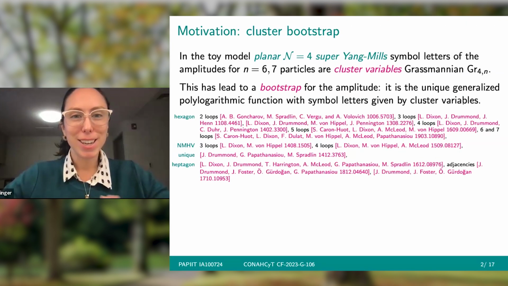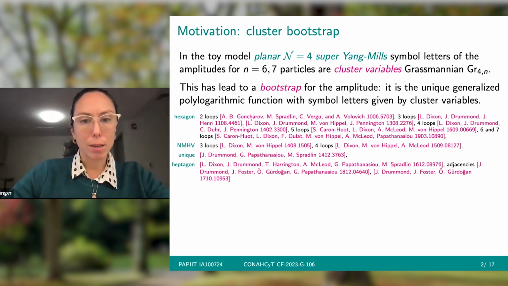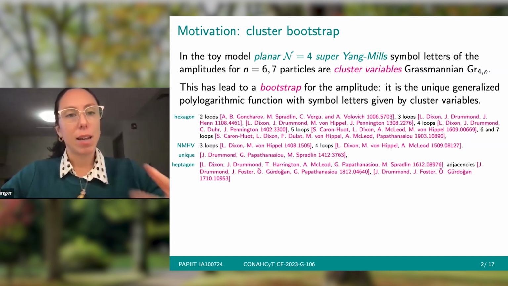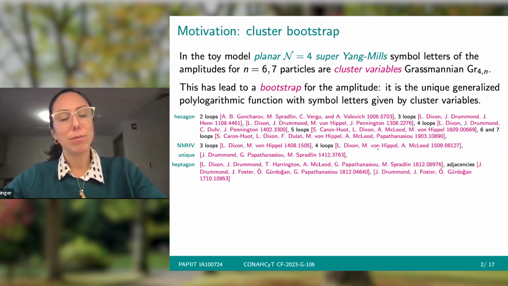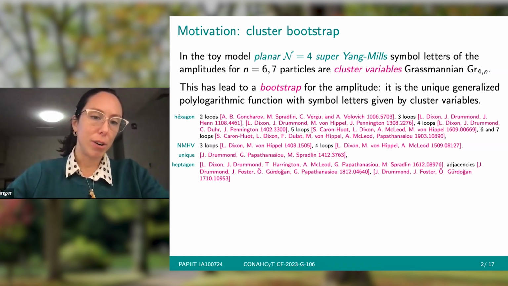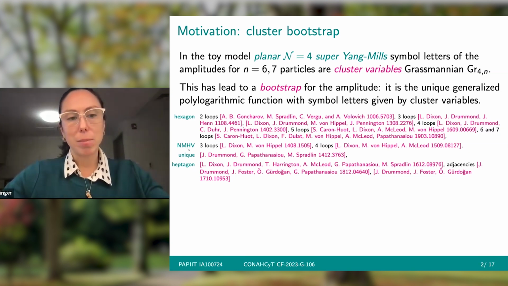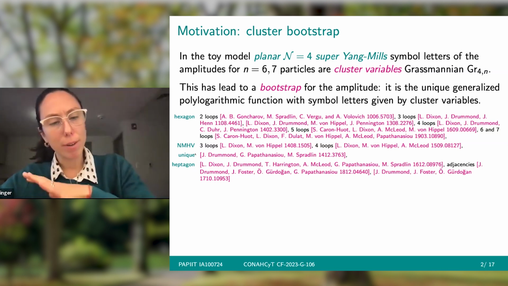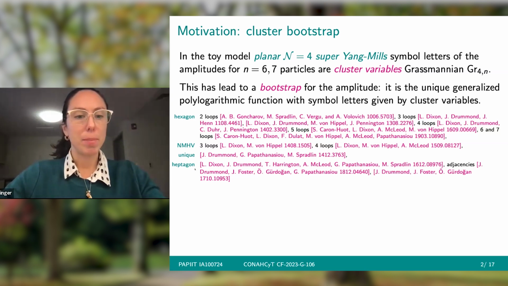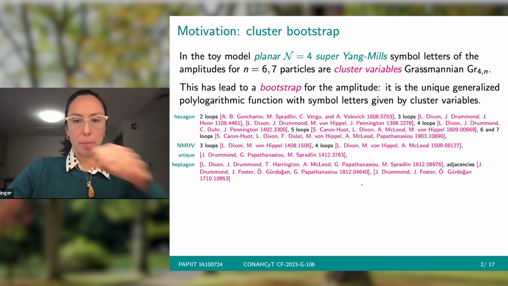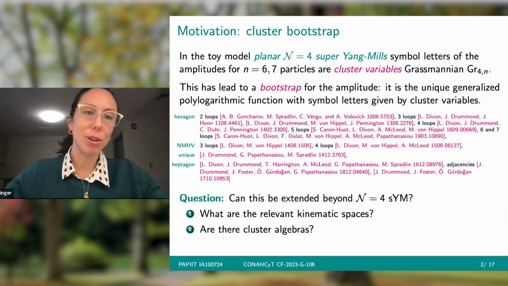Here's a long list of references of people that have contributed. The first one here is the paper I mentioned that started this connection with cluster algebras. You can see Dixon popping up a lot with different collaborators. The variations on the side are different parts of the story, varying maximally helicity violating configurations or next to it. Hexagon is 6 points, heptagon is 7 points, or seven particles.